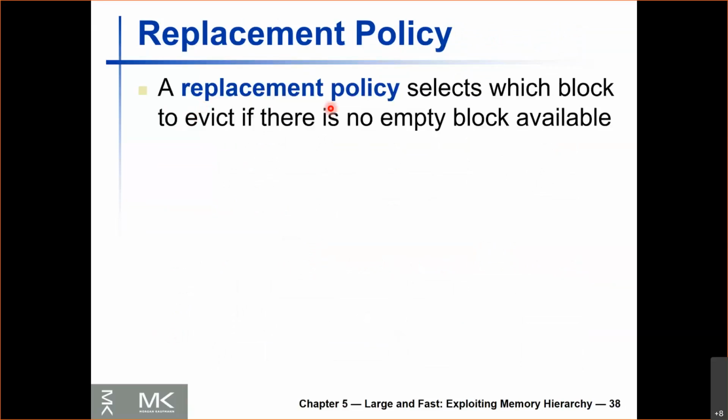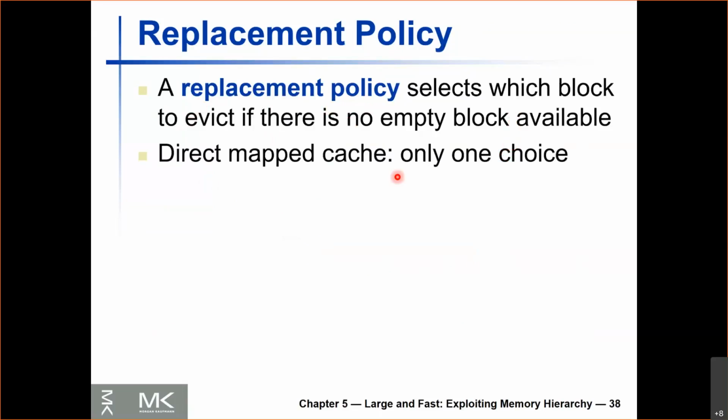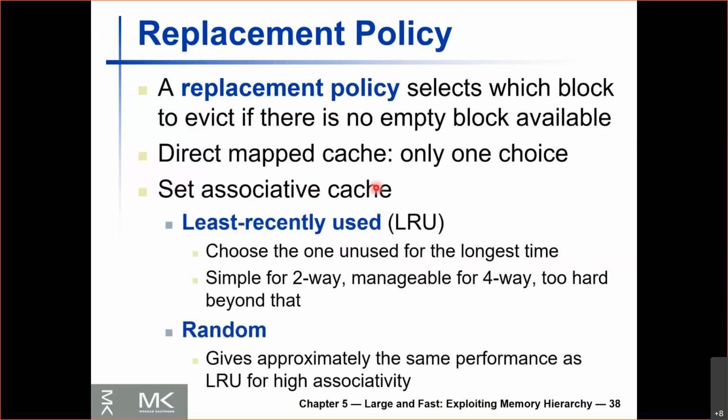A replacement policy is a policy that helps us select which block to evict when we have no empty blocks available. Okay. Now with the direct map cache, like I said, we only have one choice. There's only one block at each index, so there's no choice. But with a set associative cache, now we have a choice because we have multiple blocks at each index. And here there are different approaches that are used depending on the set associative cache.